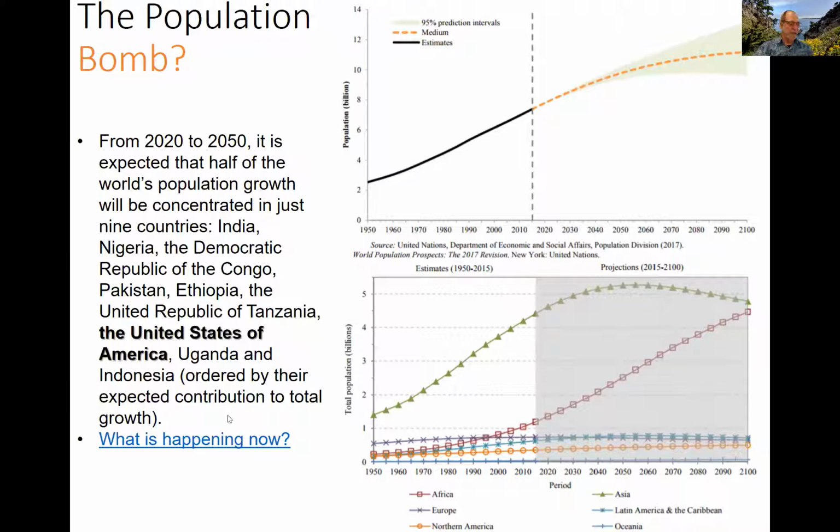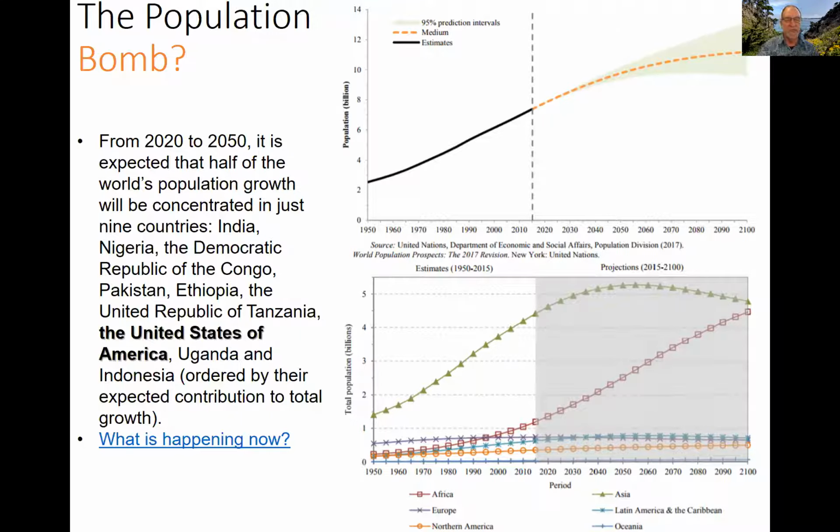Now, the population growth of the United States of America, let's see if we can click on this and see if we get somewhere. I guess I'm not going to be able to bring up that screen. But the United States of America is expected to experience continued population growth.